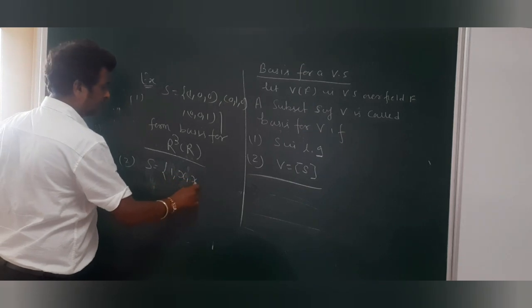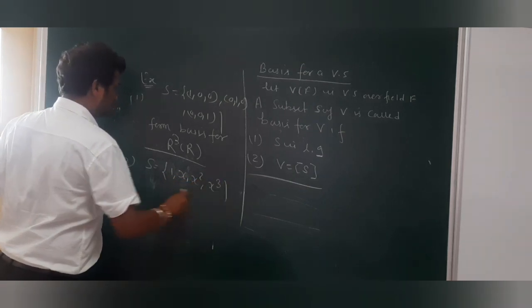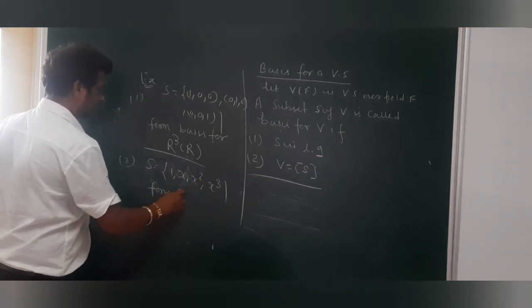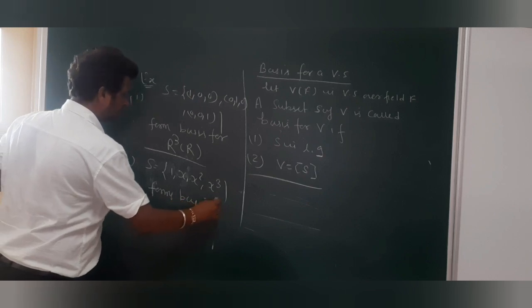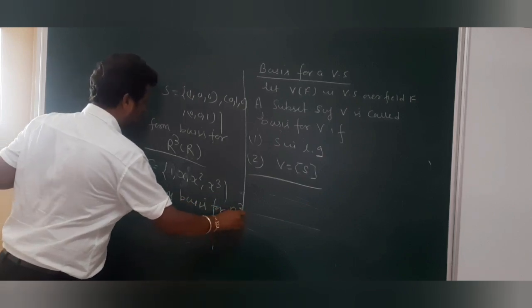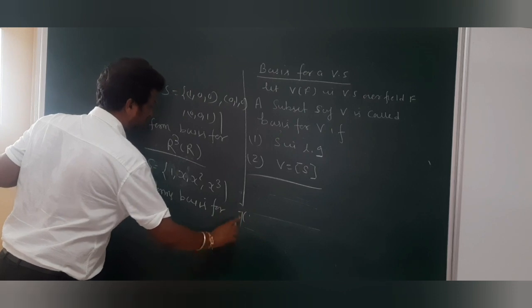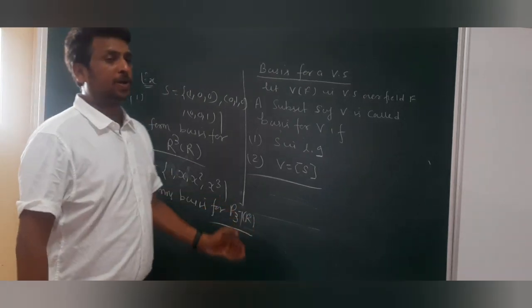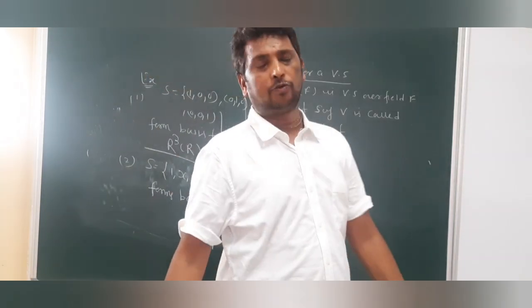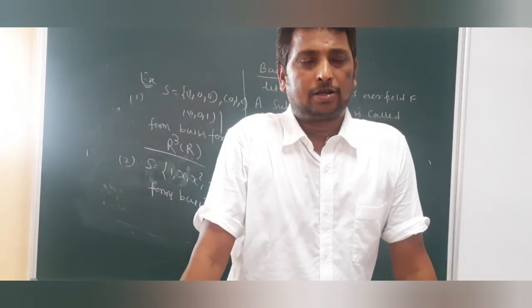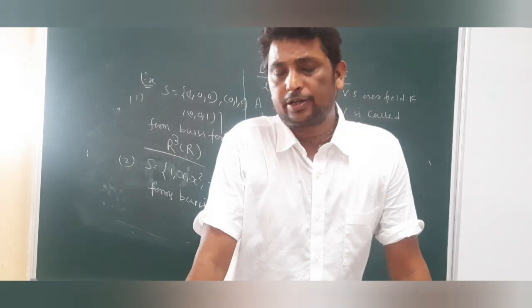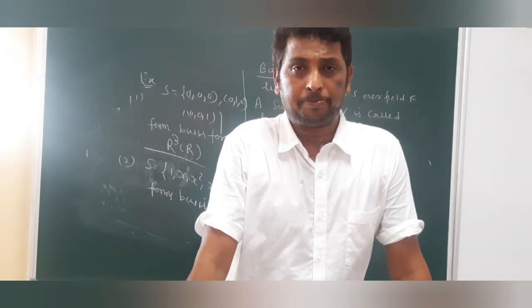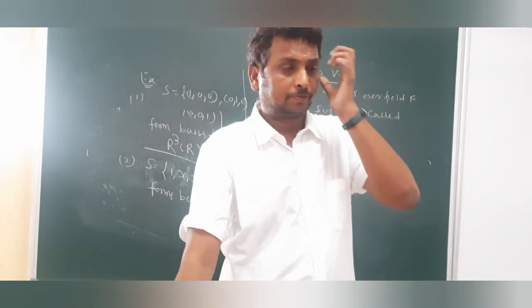1, x, x square, x cube forms a basis for P3 over R, the set of all polynomials of degree at most 3 over real numbers. So easily you can check. This also forms a basis of P3.